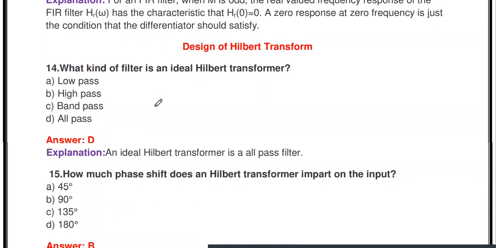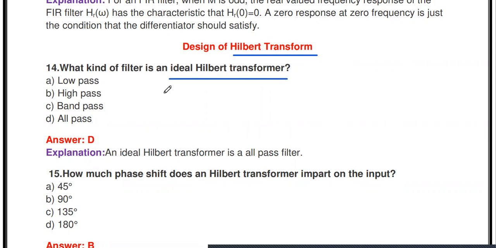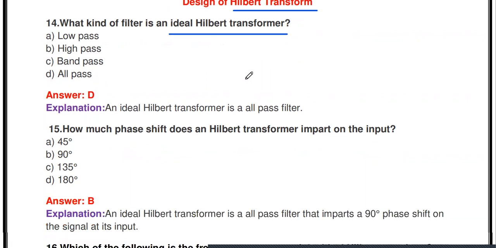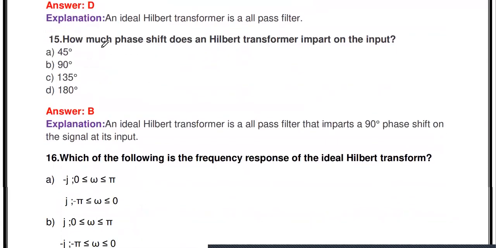Then the next question, we are going to see about the Hilbert transform. What kind of filter is an ideal Hilbert transformer? Is it a low pass, high pass, band pass, or all pass filter? This ideal Hilbert transformer is an all pass filter. It's an example of an all pass filter.